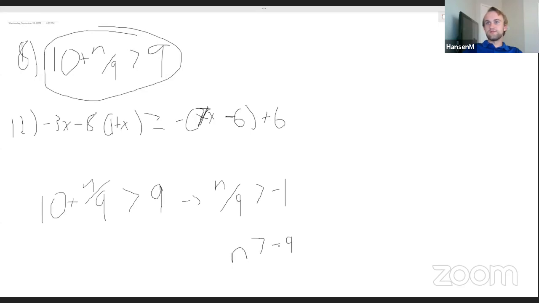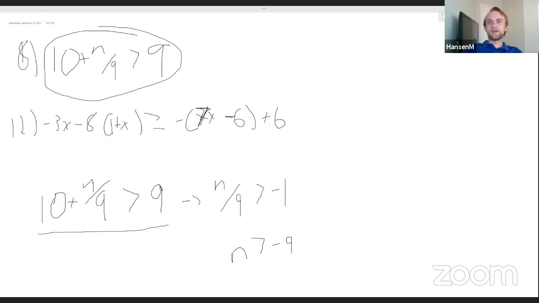So we know that n is anything greater than negative 9. If you look at our original expression, if we were to plug in negative 9, you would have 10 plus negative 9 divided by 9, which is negative 1. So it would be 10 minus 1, which is 9. And that's not greater than 9, because it's anything greater than 9. So 9 equals 9. It'd need to be any number bigger. So any number greater than negative 9.